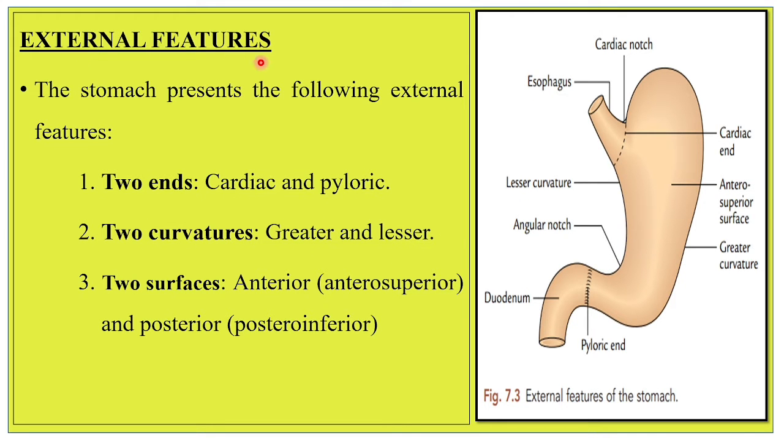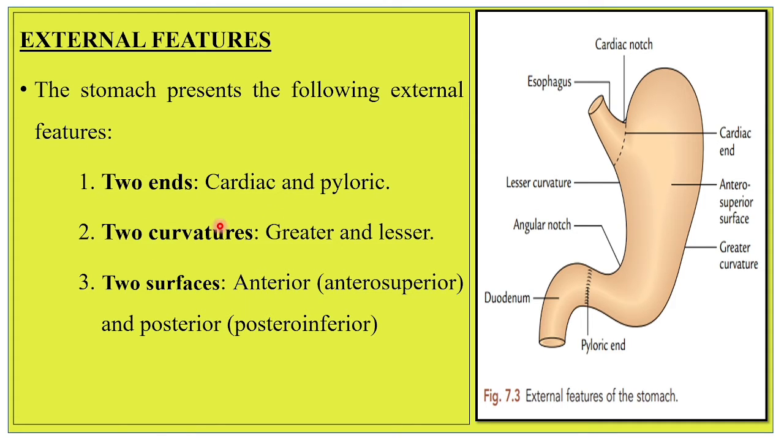And coming to the external features, the stomach presents the following external features. It has two ends, the cardiac end as well as the pyloric end, and two curvatures, the greater curvature as well as the lesser curvature. The greater curvature is convex and the lesser curvature is concave. In the greater curvature you'll have the greater omentum, and in the lesser curvature the lesser omentum. And you'll have two surfaces, the anterior surface, otherwise known as the anterosuperior surface, and in the posterior aspect, the posterior surface, otherwise known as the posterior-inferior surface.